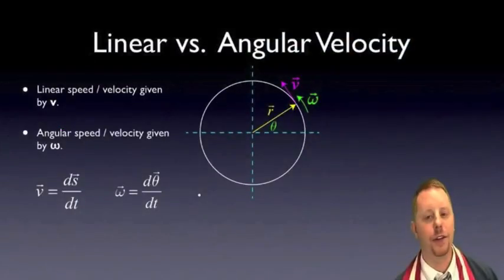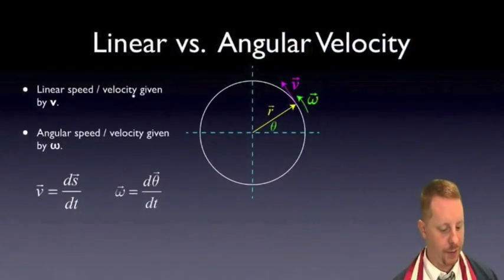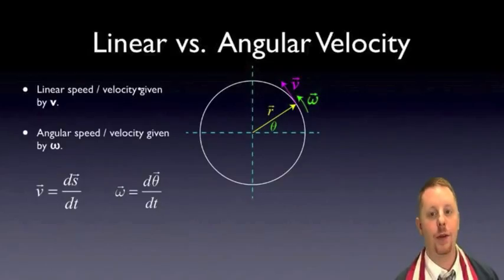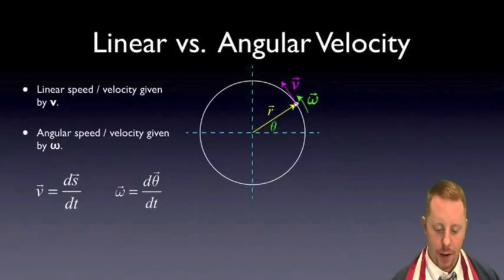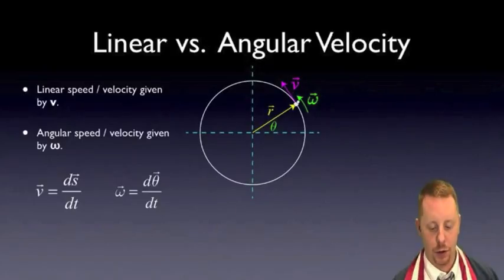So in car racing, the rotation of a wheel is an important example of angular speed and acceleration. Here, linear velocity is given by v, and angular velocity is given by omega. So here, omega equals theta over time.